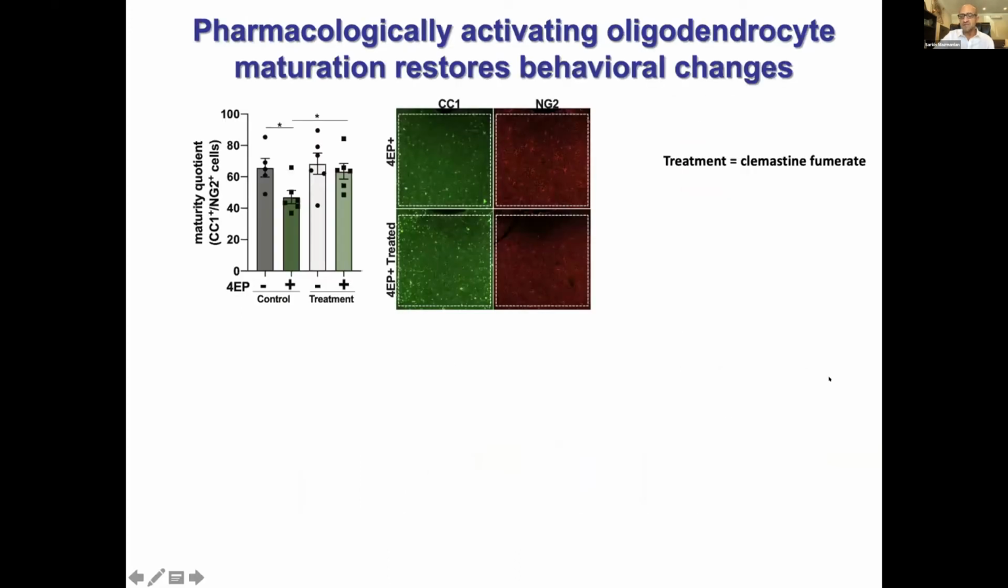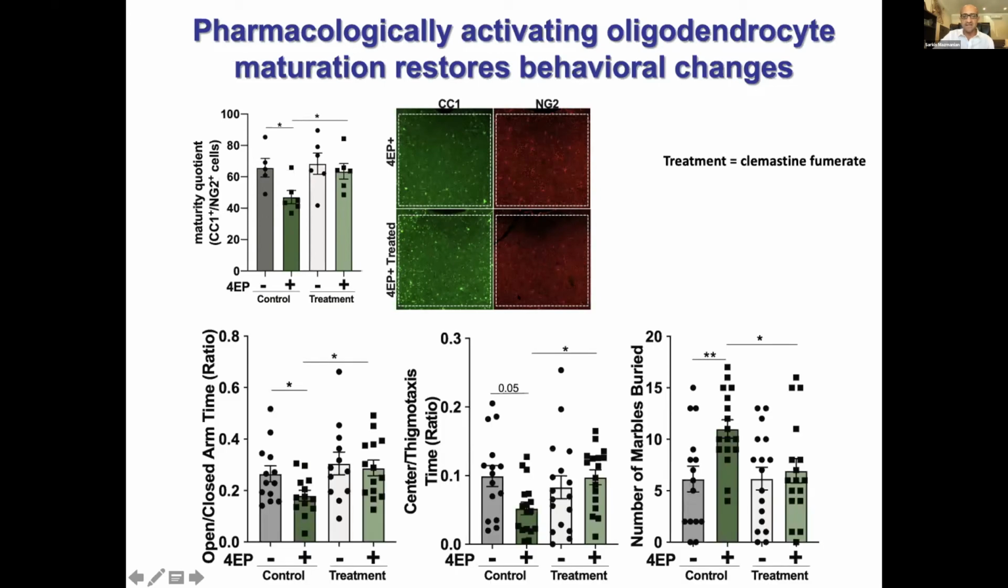And then finally, to demonstrate that this effect is through oligodendrocytes, we use a chemical called clemastine fumarate, which artificially drives the maturation of oligodendrocytes. So even in the presence of 4EP, we can force the maturation of oligodendrocytes, and you can see that here. So this immature phenotype that I already showed you in the 4EP positive group, upon treatment with clemastine fumarate, results in a maturing of these oligodendrocytes. And that also then results in an improvement in behavior.